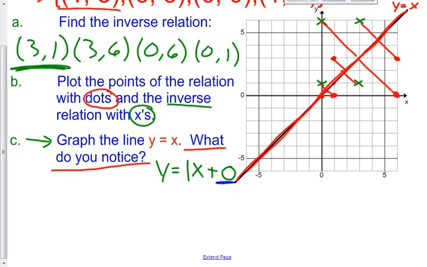So fold it over that line y equals x. When you fold it, the x's and the dots would land right on top of each other. That is what a reflection is. It's a reflection over y equals x. We're going to see that pattern several times today.